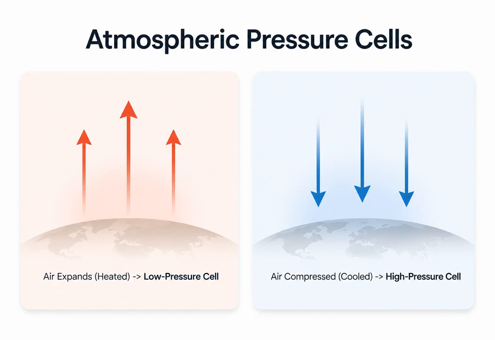Now, how do distinct pressure systems form? It all comes down to temperature. When a parcel of air is heated by the sun, it expands. Its volume increases, which means the air molecules spread out, causing the pressure within that parcel to drop. This creates a low-pressure cell. Conversely, when air cools, it compresses. The molecules pack tightly together, increasing the pressure and creating a high-pressure cell. The atmosphere is essentially a giant patchwork of these high and low-pressure cells interacting with one another.